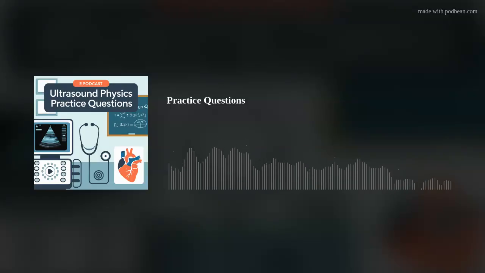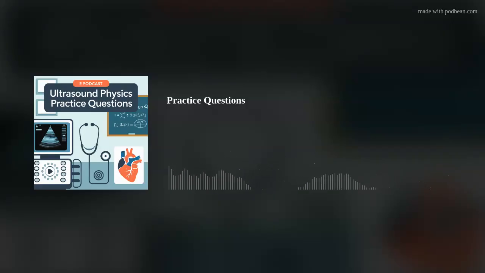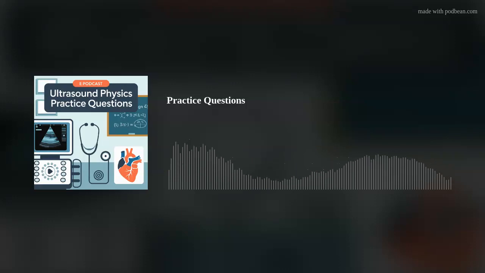Why does that matter? Well, attenuation has a big impact on image quality. As the beam weakens, the echoes that come back get fainter, which can make it harder to see those deep structures. That's why we need to adjust the gain or power settings on the machine to compensate for it, especially when we're imaging deeper. So understanding attenuation helps me adjust those settings to get the best possible images, right?